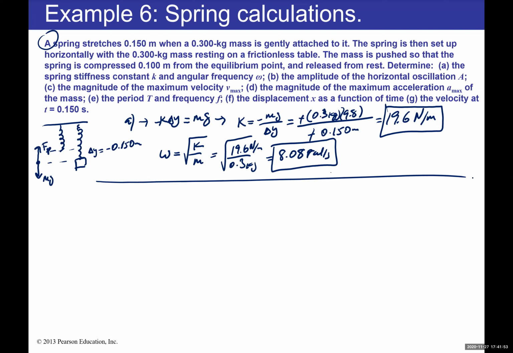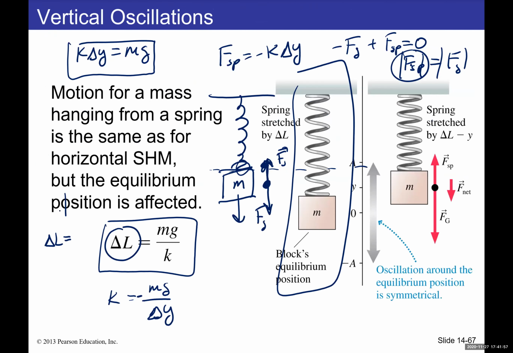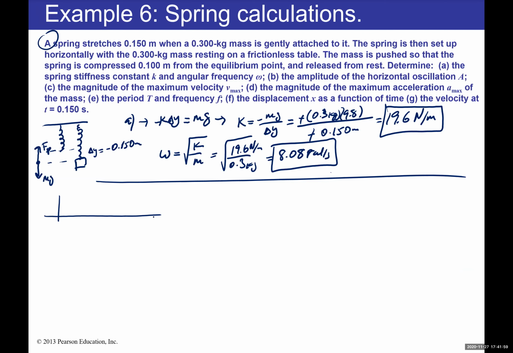So part B says the amplitude of the horizontal oscillation, A. Well, remember, after this, we take the system and set it up horizontally. So then we stretch it from equilibrium to a position where this is then 0.1 meters. And we're told, sorry, actually we compress it, my bad. So we compress it to that. Okay. That means that's my amplitude. That's part B, right? That's my amplitude, which is 0.1 meters.